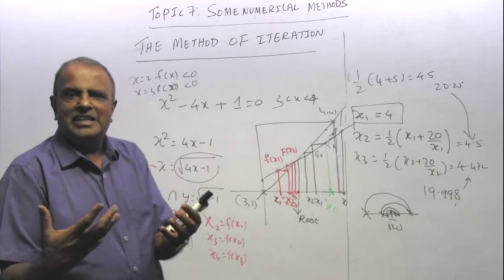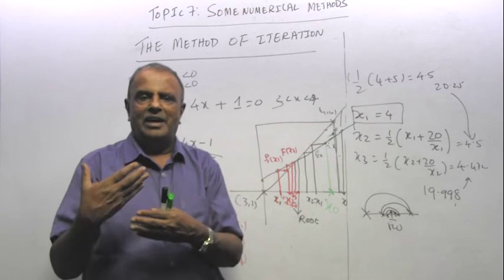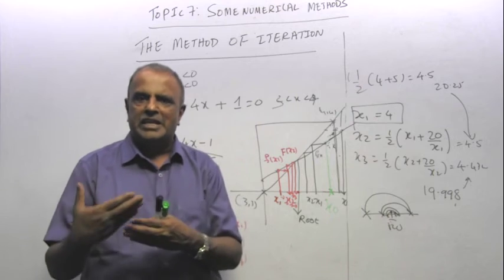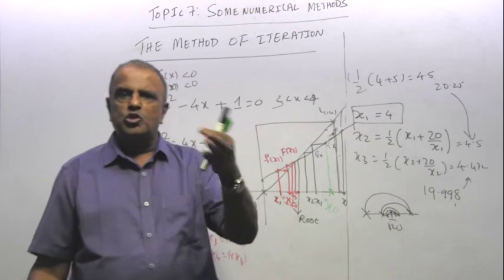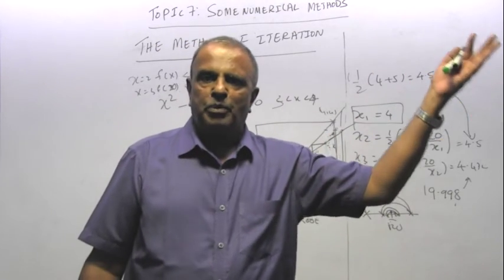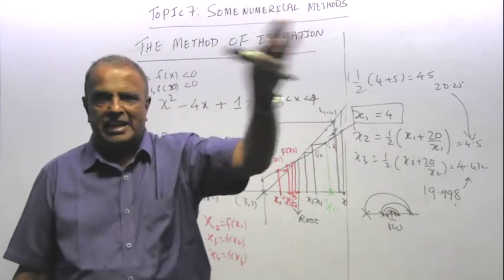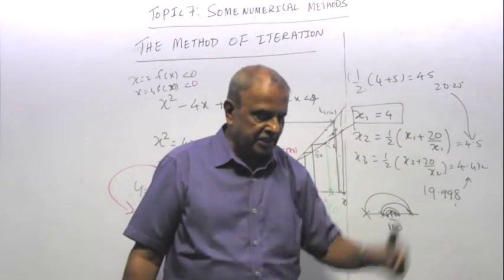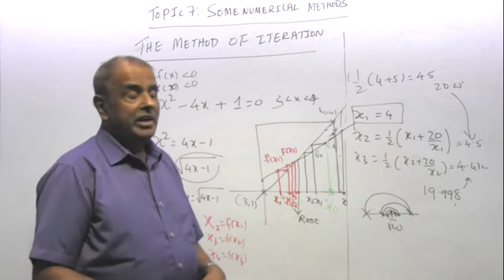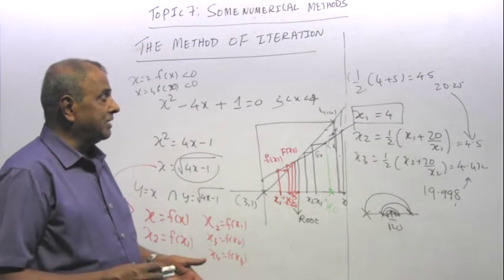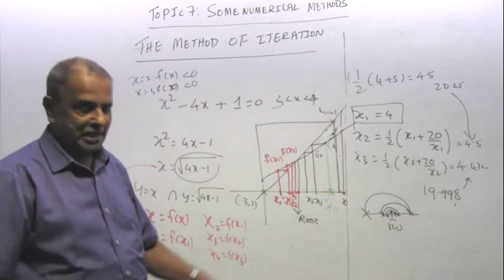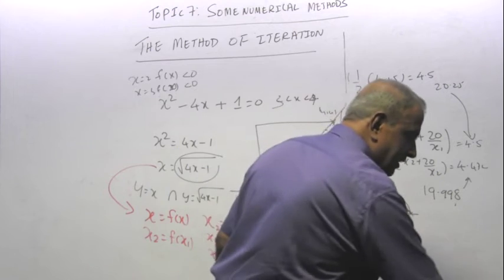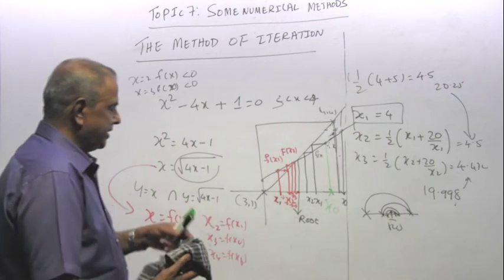So, an iteration is nothing but repeated application of the same formula to arrive at an approximate. Remember, it is never an exact root. It's only an approximation to the root of an equation f of x equal to 0. Obviously, you won't use iteration if it's an exact root because you can find by other methods. Only when you can't find by other methods you use this.